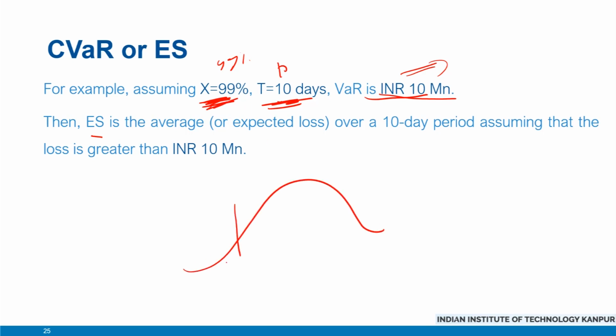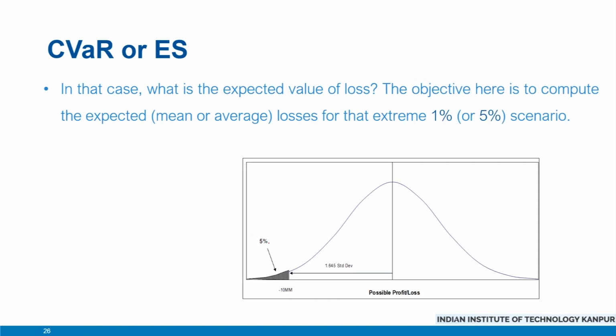So if there was this 99% cutoff, which was my VaR at 10 million, given that this 10 million level is breached and now we are talking in this region, what is my expected level of loss for a 10-day period, given that this loss is greater than 10 million, or this 10 million VaR level is breached? So in simple terms, we have already assumed that this level is breached. We are already beyond this level, and we are already dealing with this region. And in that case, what are my expected losses?